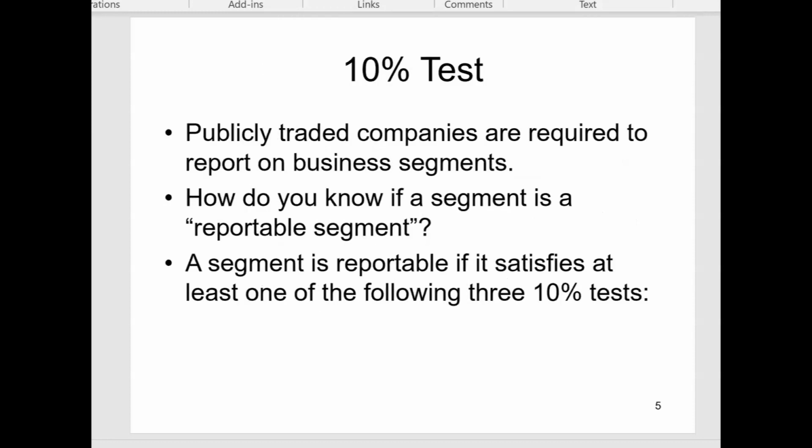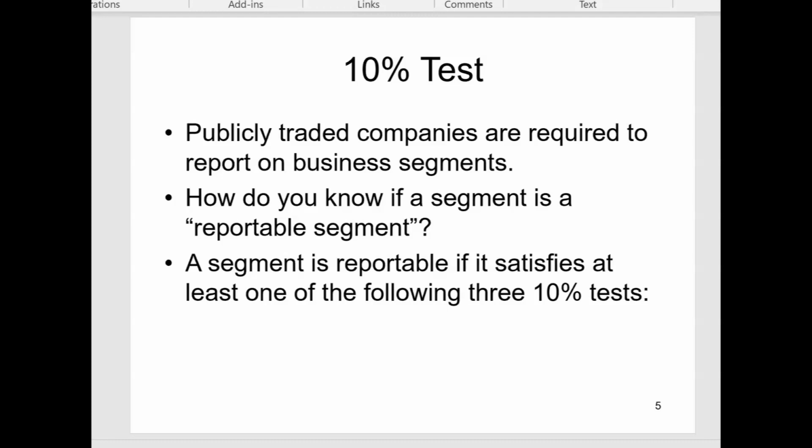And it all starts with this thing called the 10% test, and this is where the exam will probably go. Publicly traded companies are required to report on business segments, but how do you know if a segment of a company is a reportable segment? Well, it's reportable if it satisfies at least one of the following 3 10% tests. So there's 3 possible 10% tests. It's got 3 chances to get in the door. If it gets in the door by satisfying any one of the 3 tests, then it's a reportable segment because it passed the 10% test.